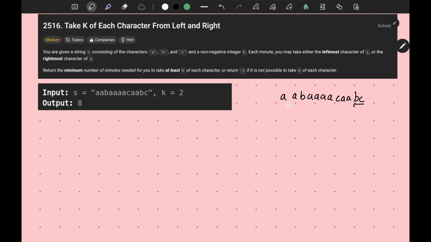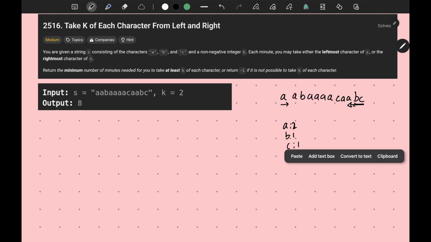Okay, so let's say we take one from here. So we have one character from left, so now we have A1, and we take 3 characters from here, right? So now we have A2, B1 and C1, but we need 2 of each. So what can we do? Can we take more than it?